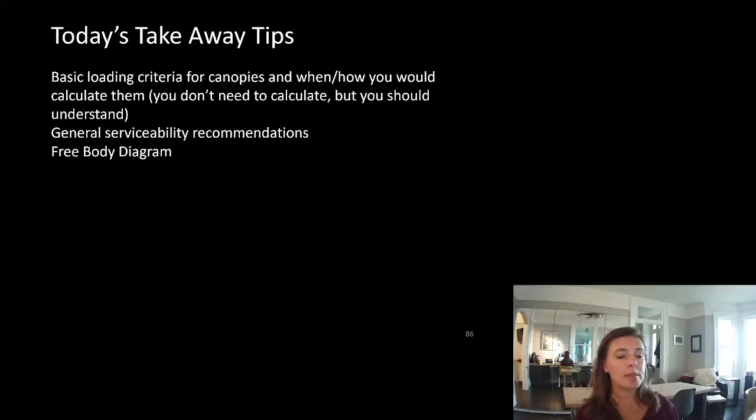And then we drew a bunch of free body diagrams of what some canopies look like, so you have that to understand the different forms canopies can take. So that concludes our canopy lecture. Have a great day.